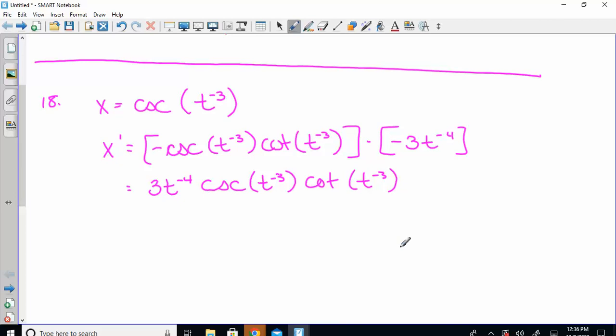Chain rule. Derivative of the outside. And so when you do the derivative of the outside, you bring the t to the negative 3 in with it? Yes, inside stays the same. Oh, yeah. Wait, do you minus 1? No, because it's not a power rule when you do a derivative of cosecant.